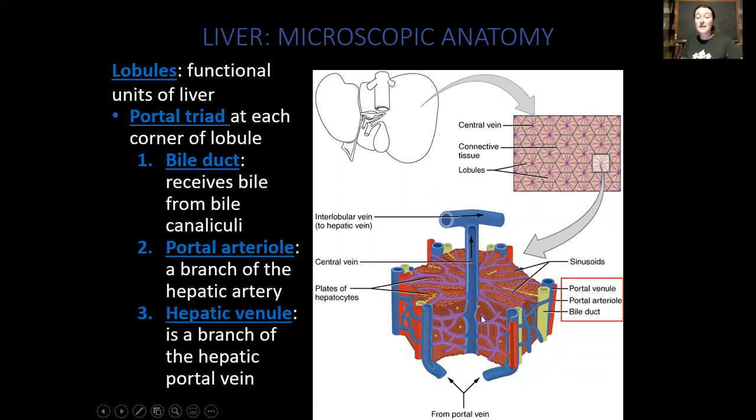And finally, the hepatic venule. This is what is bringing us nutrient-rich, oxygen-poor blood from our digestive system. Okay, so we need to process all those nutrients in the liver before the blood is returned to the heart. And so this blue right here, I know my colors, is the portal or hepatic venule.